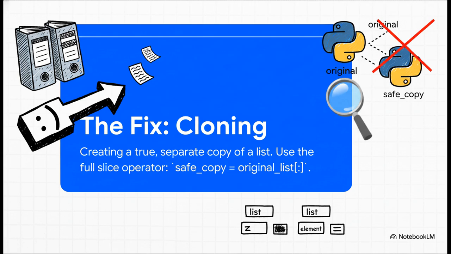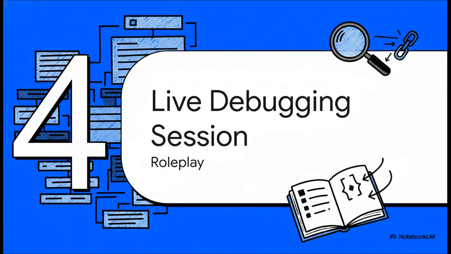So how do we fix this? How do we actually make a photocopy? How do we clone the binder? Thankfully, the solution is super simple. You just use the slice operator, a colon inside square brackets. This little piece of syntax tells Python, hey, I don't want another key to the old thing. I want you to build me a brand new, totally separate binder and copy all the pages over. Now, anything you do to safe copy is safe. The original is untouched.